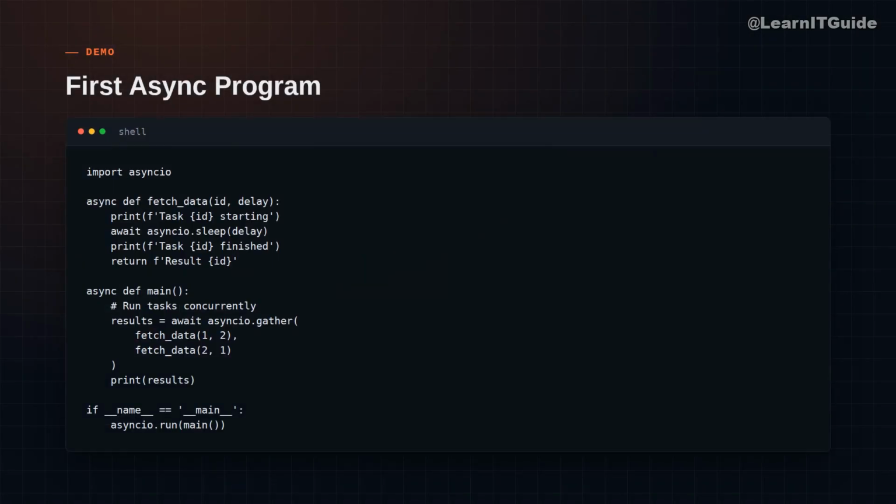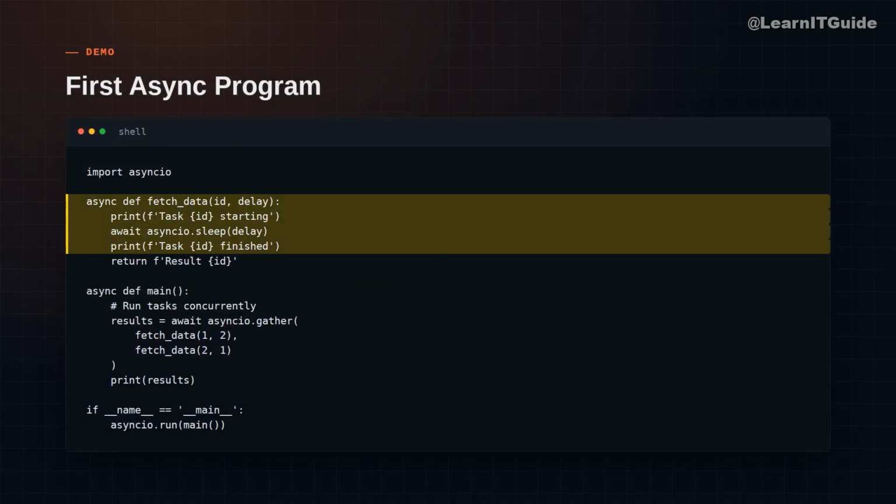Let us look at a simple example. On line 3, we define an async function using the async keyword. This tells Python that this function can be paused. On line 5, we use await asyncio.sleep. This is the magic. It pauses this specific task but keeps the event loop alive to do other things.